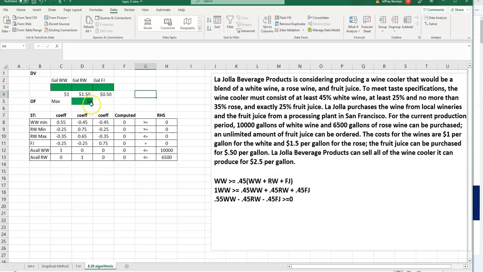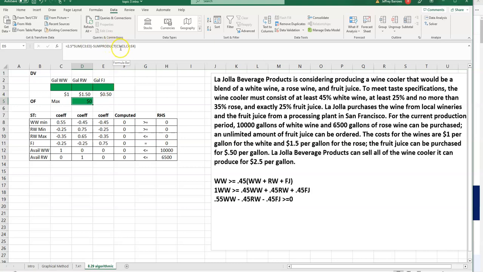In the sense of an objective function, this one is a little more complicated than we had before. Think of this as profit equals revenue minus cost. So the profit here will be based on the revenue that is generated from the wine cooler, which is $2.50. And notice that I have that being multiplied times the sum of C3, D3, and E3, because the number of gallons of the product is effectively the number of gallons of white, rose, and fruit juice. So we'll just take $2.50 times that sum, and that will give us our revenue.